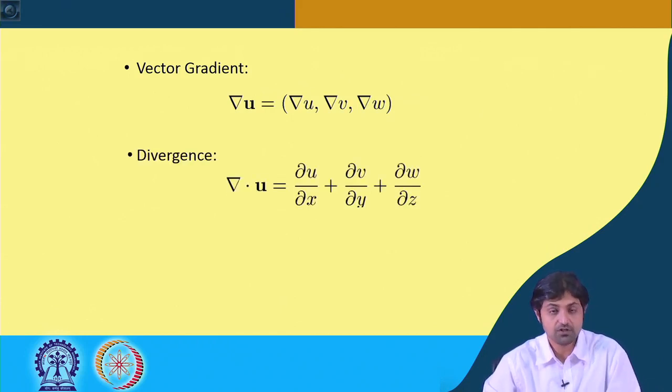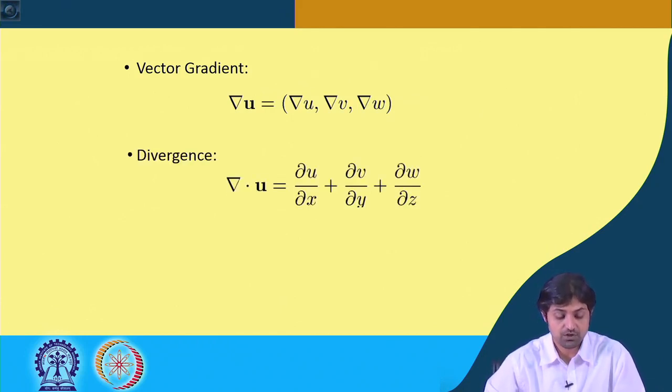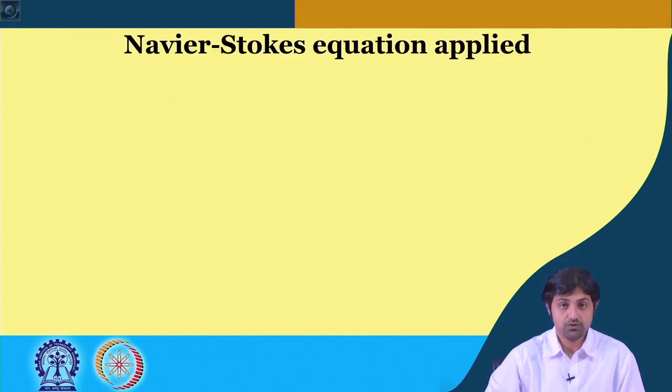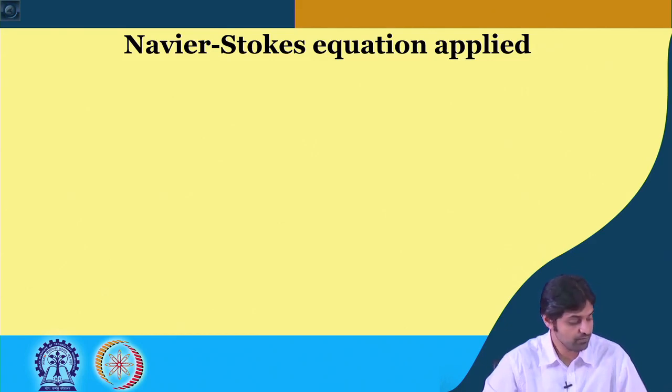There is a divergence operator, that is del dot u, that gives del u del x, del v del y and del w del z. These are all basic mathematical equations that you know from before. There is one directional derivative, that u dot del, it becomes u del del x plus v del del y and w del del z. All right. So with this thing we are proceeding ahead for derivation of the laminar flow through pipes using the Navier-Stokes equation.